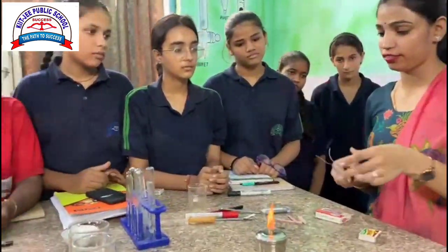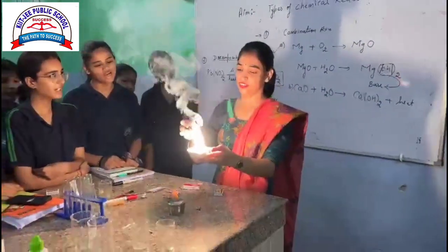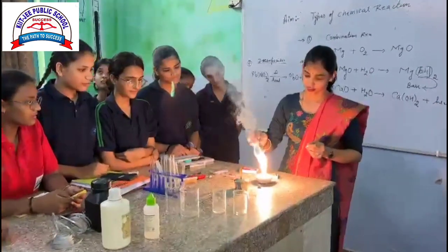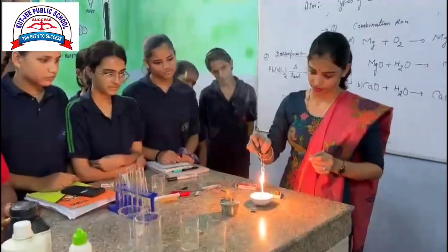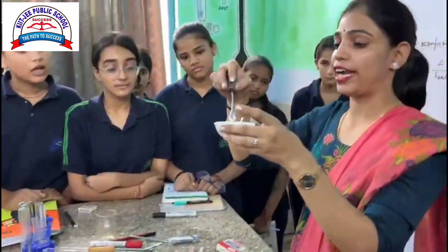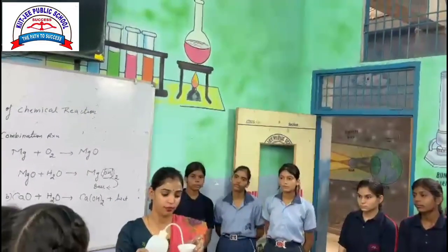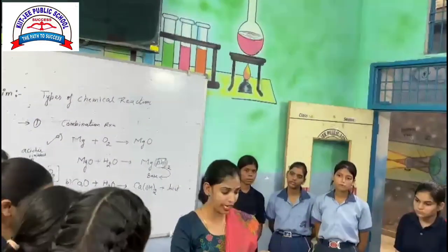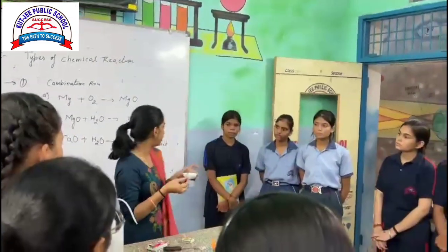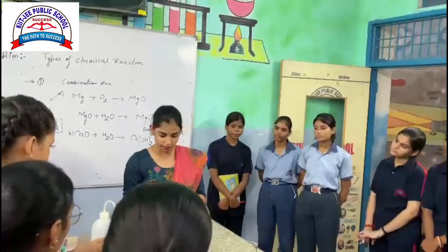So let's burn it. Dazzling white flame. Which flame? Dazzling white flame. Now this white colored compound is called magnesium oxide. Now we have magnesium hydroxide. It is basic in nature. So let's check this. Is it basic or not?